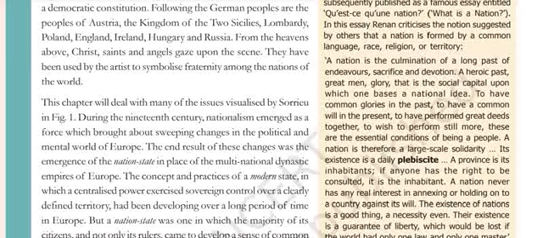During the 19th century, nationalism emerged as a force which brought about sweeping changes in the political and mental world of Europe. The end result of these changes was the emergence of the nation state in place of the multinational dynastic empires of Europe. The concept and practices of a modern state, in which a centralized power exercised sovereign control over a clearly defined territory, had been developing over a long period of time in Europe.